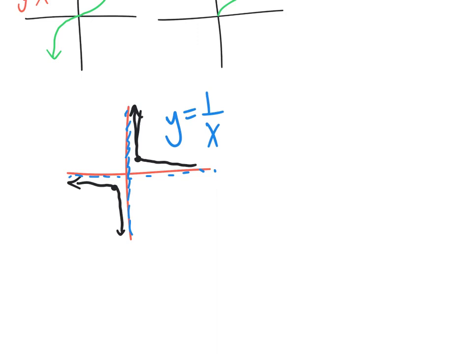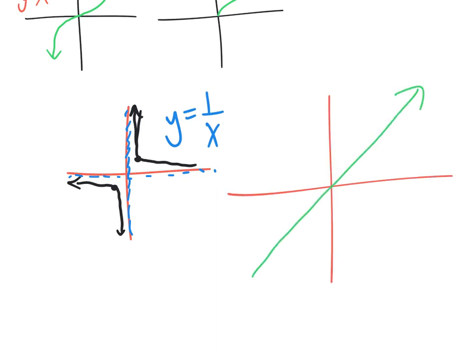Okay, and then the last one. Super simple function, but a lot of people don't know it. It's a straight line. What the heck? What function is that? Well, I'll give you a hint. 0, 0, 1, 1, 2, 2, 3, 3, negative 1, negative 1, negative 2, negative 2. Y equals, think about it. Y equals x, that's right.